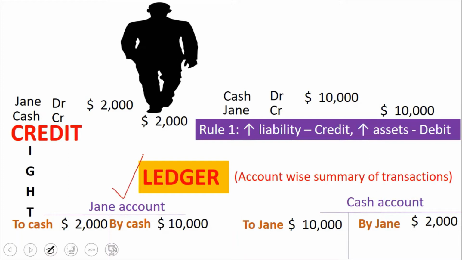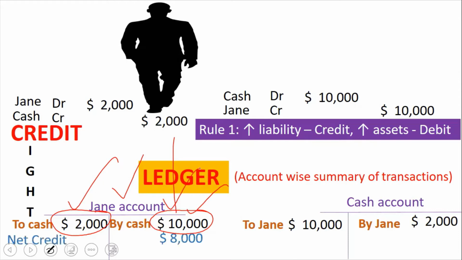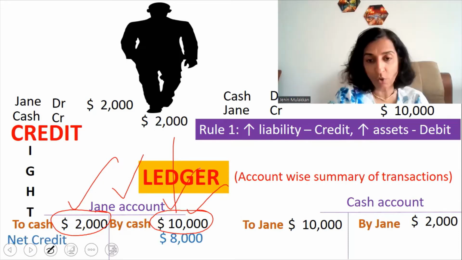In Jane's account, the total of the credit side is $10,000 and the total of the debit side is $2,000. So what is the net balance? It is 10,000 minus 2,000. And since the credit side is more, the balance is a net credit of $8,000.